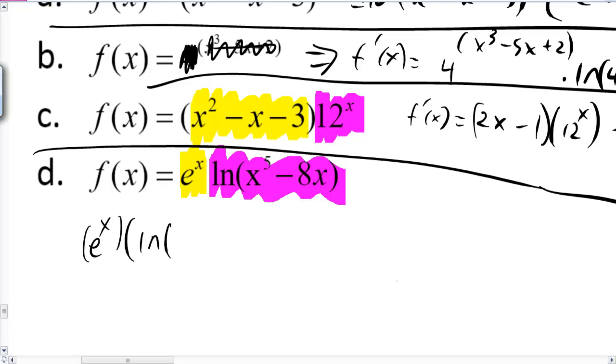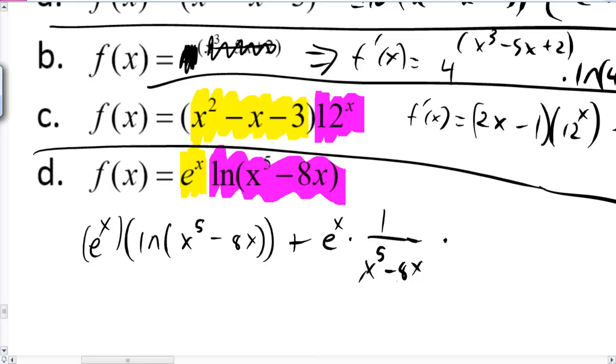Leave the second function exactly how it is. Leave it alone. Plus, now leave your first function alone and multiply it by the derivative of the next. Well, the derivative of natural log is 1 over the junk. So we've got x to the 5th minus 8x as our junk. Now using our chain rule notation, we've done the derivative of the natural log, but we haven't done the derivative of the x to the 5th minus 8x. So times the derivative of that. So that would be 5x to the 4th minus 8. And there you go. That would be the end of our derivatives.